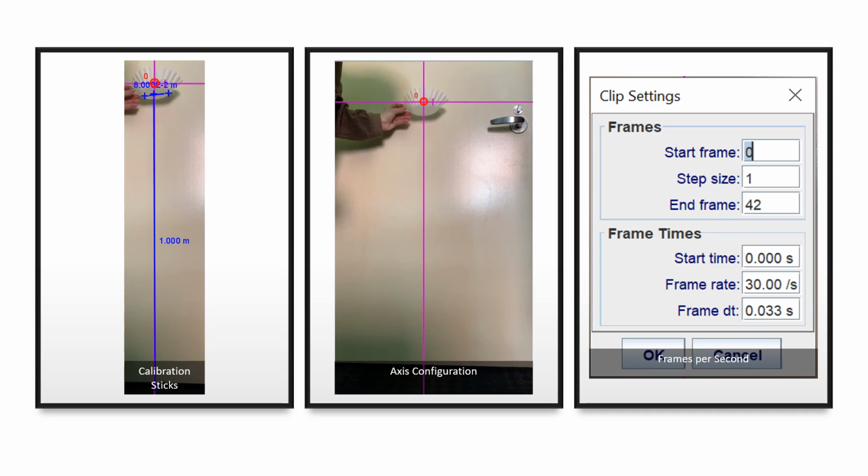After recording the video of a falling Caulfield filter, the video was uploaded into Tracker, where the axis was set in alignment with the motion of the filter. The frames per second were set to those of an iPhone camera, which were found to be 30 frames per second. The distance was calibrated using a calibration stick.